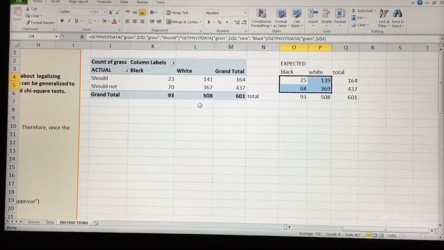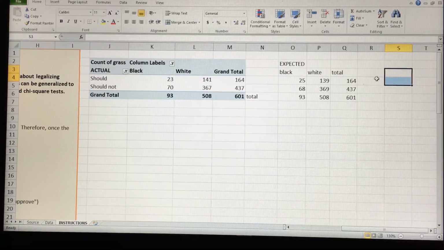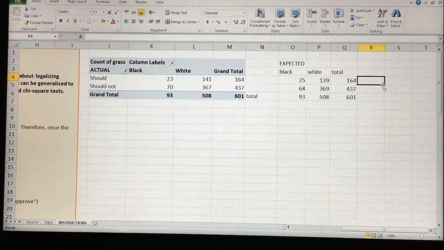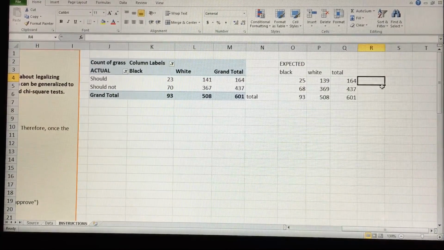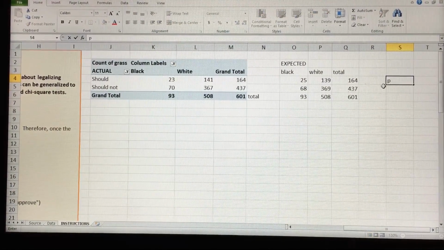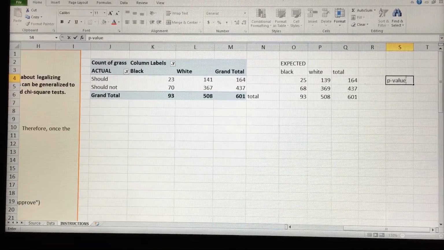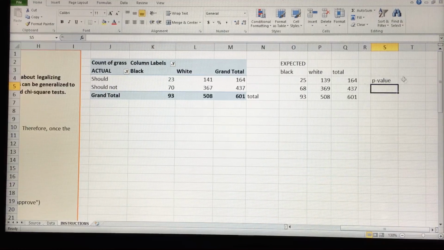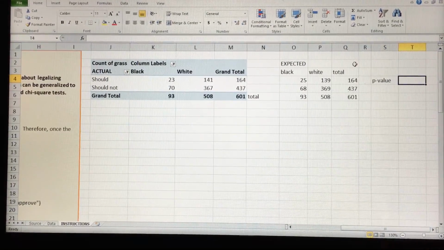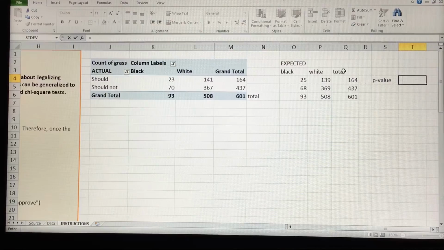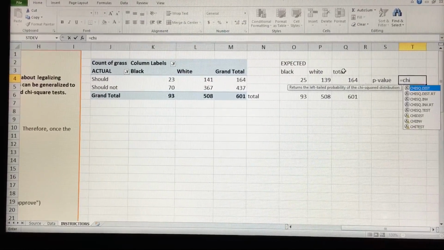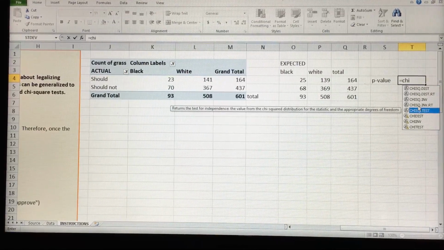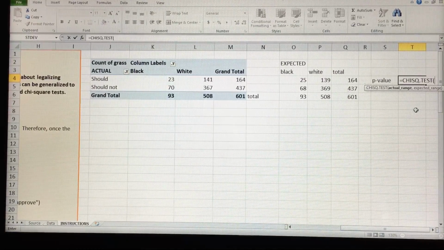All right, so the next step is, let's type here, I'm not even following these instructions I created, but I'm pretty sure the next step is to type P value, and we're going to calculate what that value is by typing equal. We're going to say chi-square test. That's the one we want. There are lots of different ones. We're not dealing with those ones, so let's go to chi-square test.